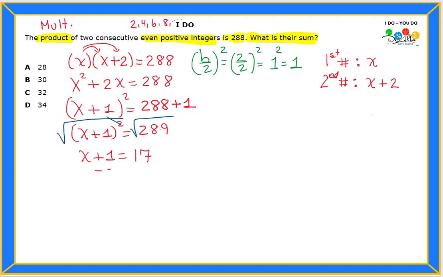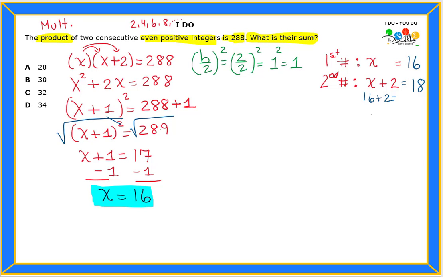Now I need to take away 1 on both sides so that I can leave x by itself, and that gives me x equals 16. Now, what does that mean? Well, it means that the first even number right here is going to be, let me use a different color, a 16. So what about the second number? Well, remember the second number, I'm adding a 2. So that gives me a what? 18. So now I know my two numbers. My first number is a 16. My second number is an 18.